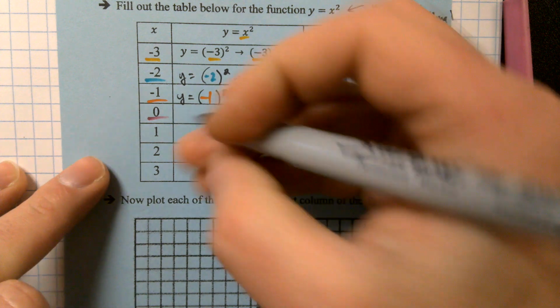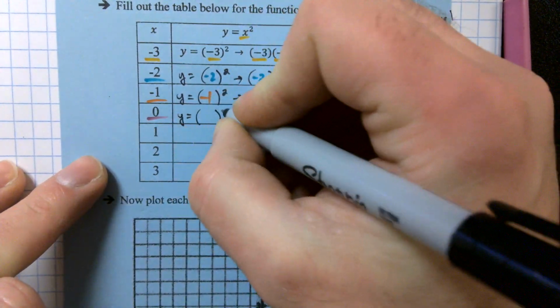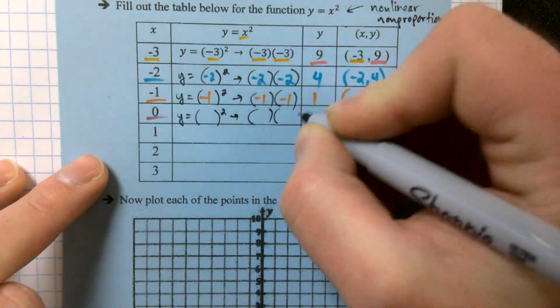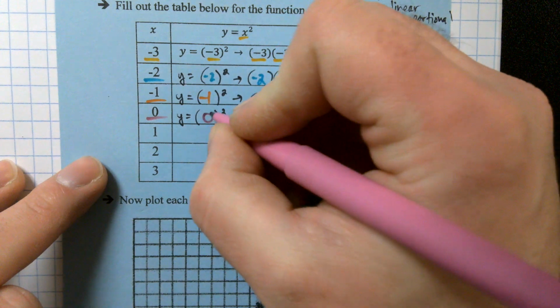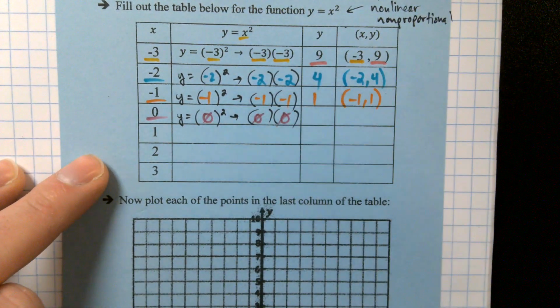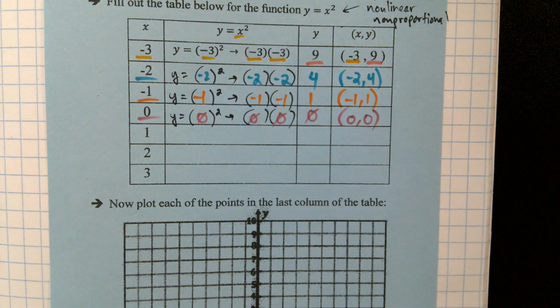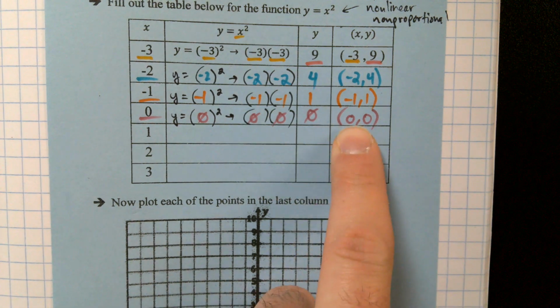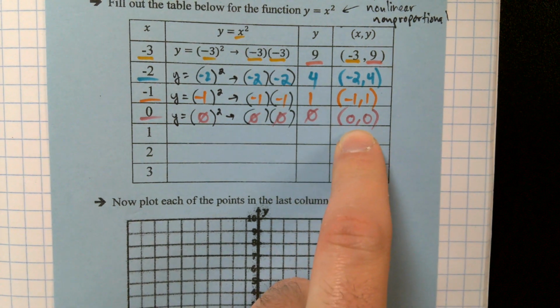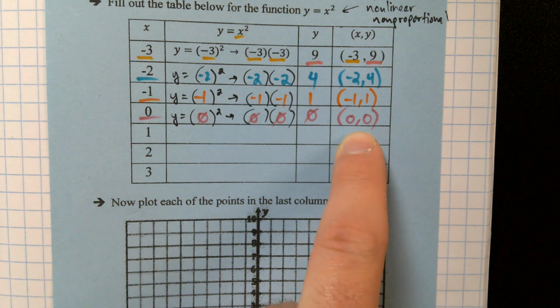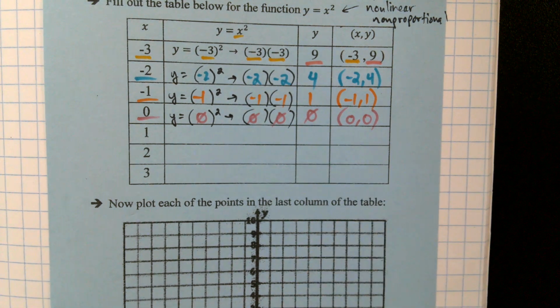And if I plug in 0, nice and simple, 0 squared. If I were to expand that out, it would be 0 times 0. Well, what's 0 times 0? 0. So again, just because this function goes through the origin, that doesn't mean it's proportional. It has to be a straight line through the origin to be proportional.